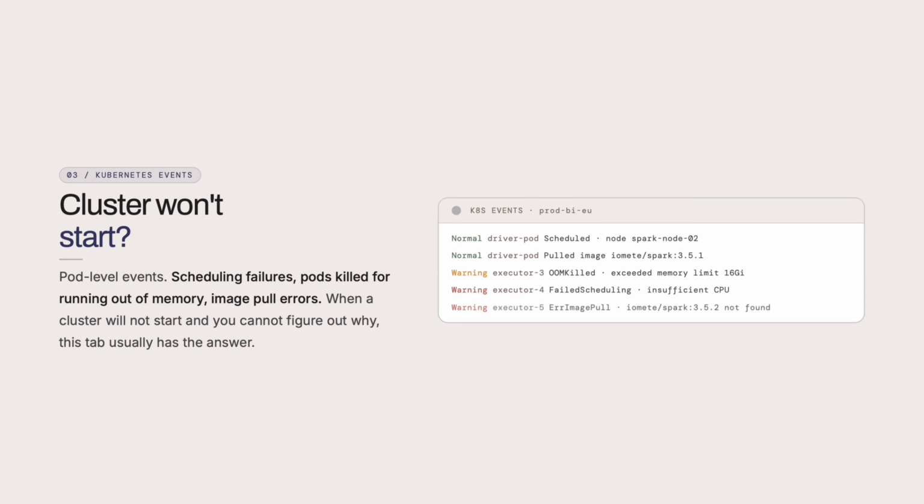Number 3. Kubernetes Events. Pod level events, scheduling failures, pods being killed because they ran out of memory, image pull errors. When a cluster will not start and you cannot figure out why, this tab usually has the answer.